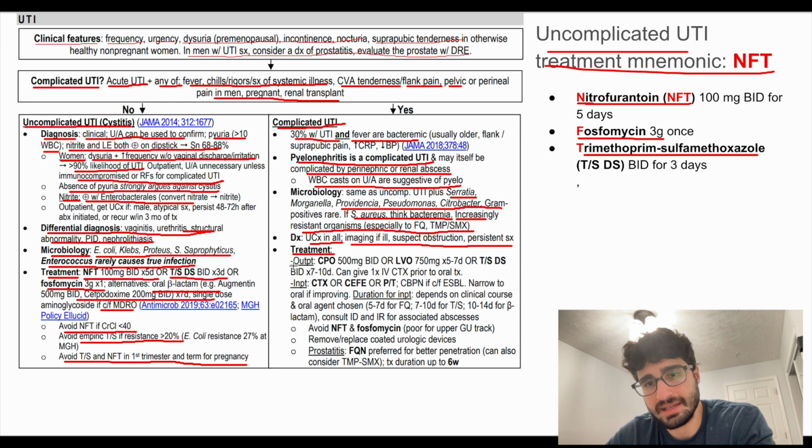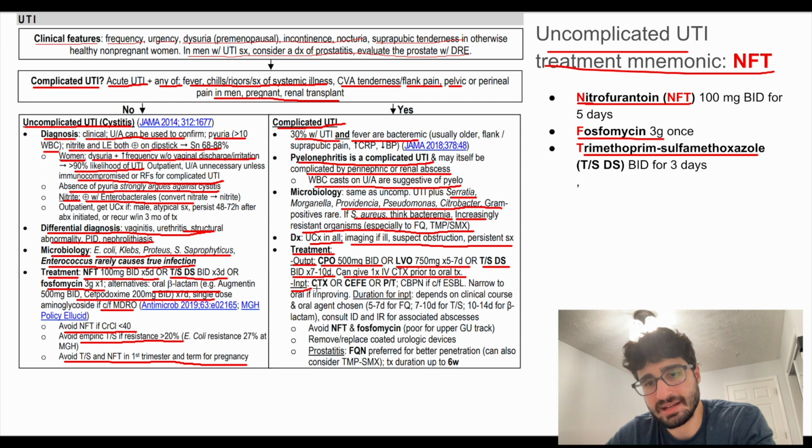Treatment is going to be based on the clinical setting. In the outpatient setting, we're going to be using cefpodoxime 500 milligrams BID, levofloxacin 750 milligrams for 5 to 7 days, or trimethoprim sulfamethoxazole BID for 7 to 10 days. Additionally, single-dose IV ceftriaxone may precede oral therapy.